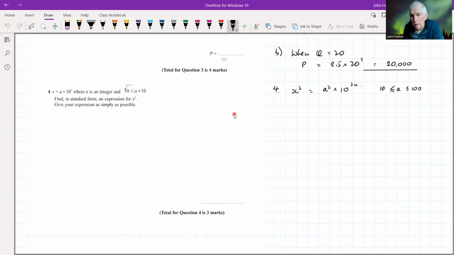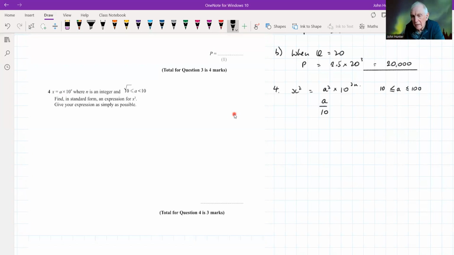Because this is between 10 and 100, we're going to have to scale it down. I mean, it's between 10 and 100 because A is between root 10 and 10. So this number A is going to be something like 30. So if it's 30, then A squared is going to be 900. So we're going to need to divide A by 10.